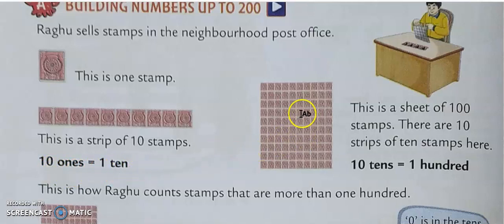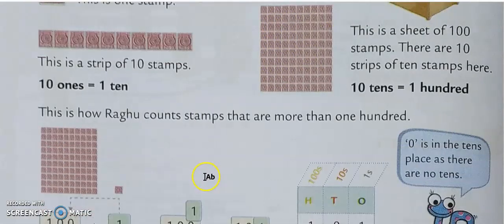So here are 10 strips. This is one strip, but here are 10 strips. This is a sheet of 100 stamps. There are 10 strips of 10 stamps here. Here you can see 1, 2, 3, 4, 5, 6, 7, 8, 9 and 10. These are the 10 strips. So 10 tens is equal to 100. This is how Raghu counts stamps that are more than 100.